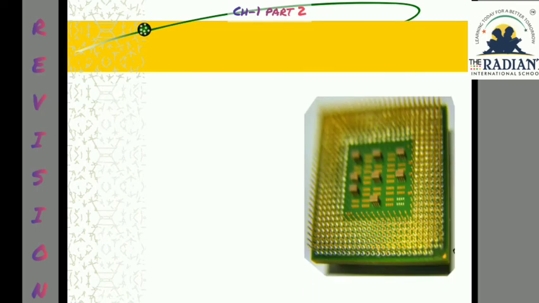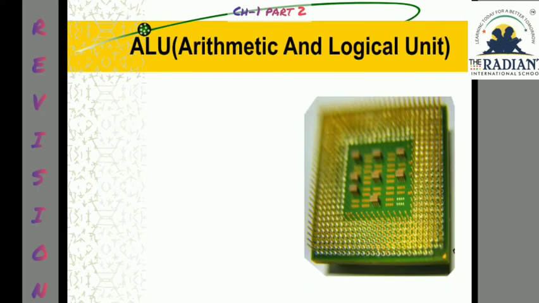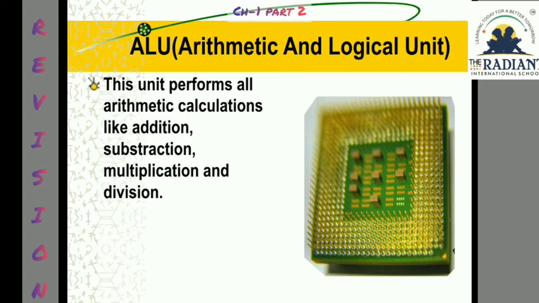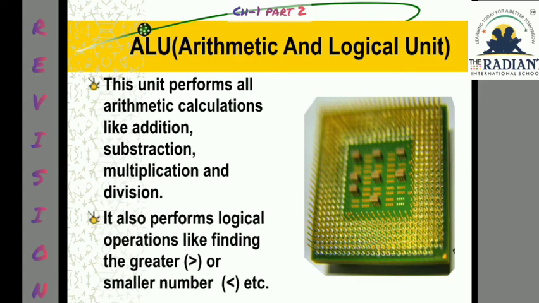Look at the picture. This is the picture of ALU, and the full form of ALU is arithmetic and logical unit. This unit performs all arithmetic calculations like addition, subtraction, multiplication, division. It also performs logical operations, like finding the greater and smaller number. We can do logical operations also under this ALU.